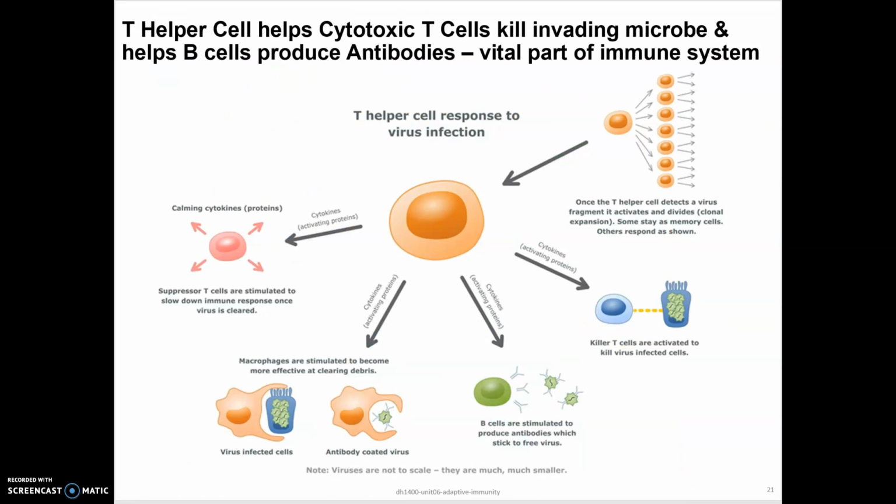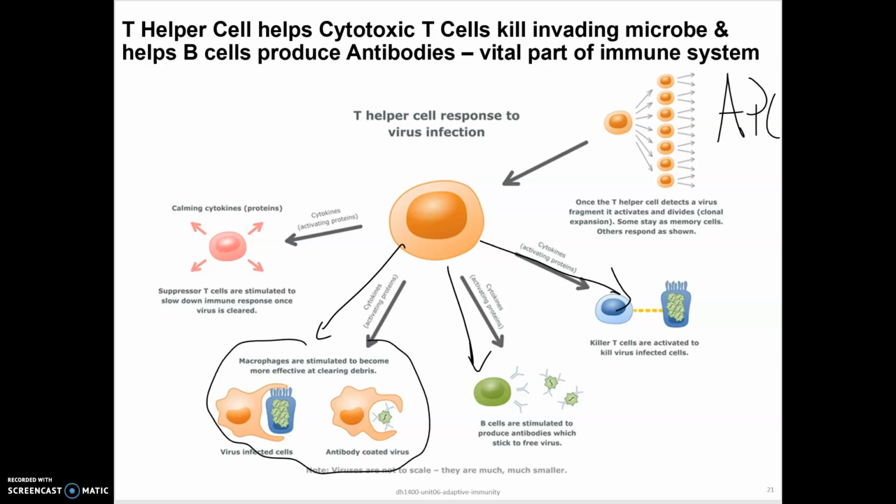So here's another version of what we were just talking about. We have our T helper cell. It's come in contact with an antigen presenting cell up here. So we get an APC. The cells start to clone, and then from those clonal cells they can turn into several different things. We talked about activating killer T cells, turning on the B cells, increasing the macrophages. So this kind of brings us back to our innate immune system. And then you can have these other ones here that will suppress the immune system or slow the immune response down so that it doesn't get too out of hand.